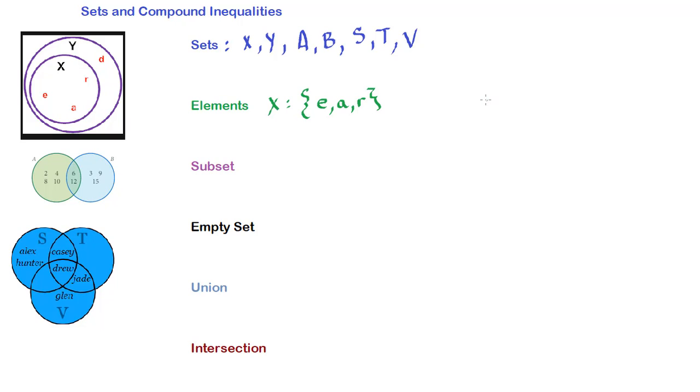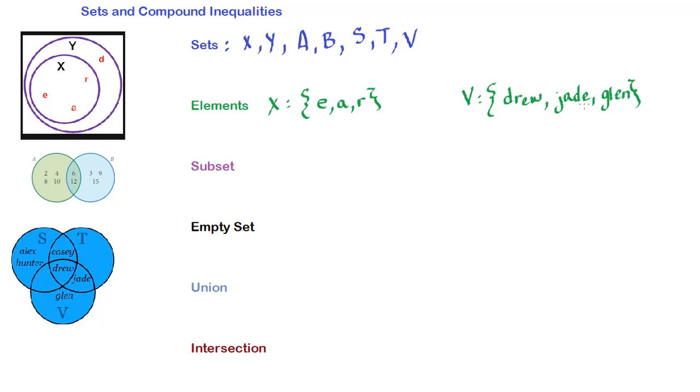If I were to talk about the elements, let's say in set V, let's go down there to the bottom. The elements in set V would be Drew, Jade, and Glenn. And I just list those things off, making sure that they are in the curly brackets.